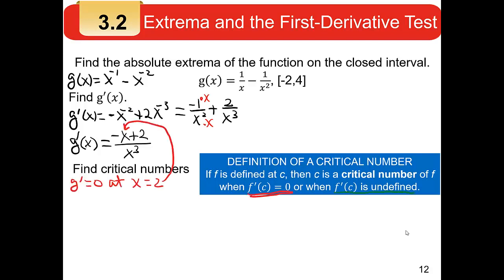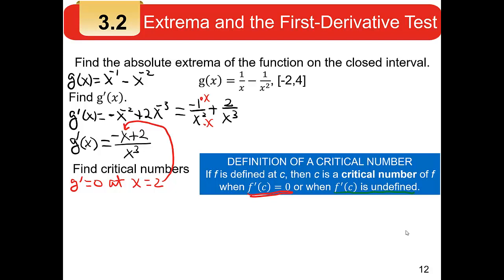So the value that causes the derivative to be 0 is obviously just 2, because if you plug it in, you get minus 2 plus 2, which is 0. That causes the numerator of the fraction to be 0, and the only way you can make a fraction 0 is for its numerator to be 0. So you get a critical number from letting the numerator equal 0.